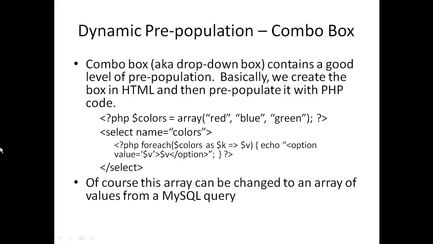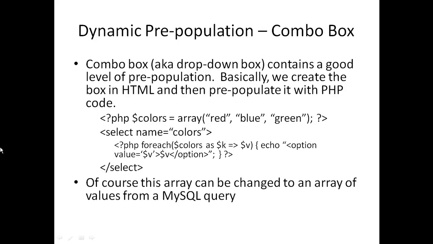When we talk about a combo box or a drop-down box, there's a good level of pre-population. We want to create the box in HTML and then pre-populate it with PHP code. So for example, we have the colors array here, and then what we do is we open and close the select tag, okay, and the name of the variable for the combo box would be within the open select tag.